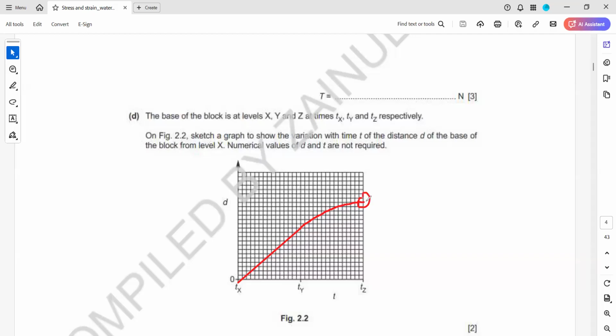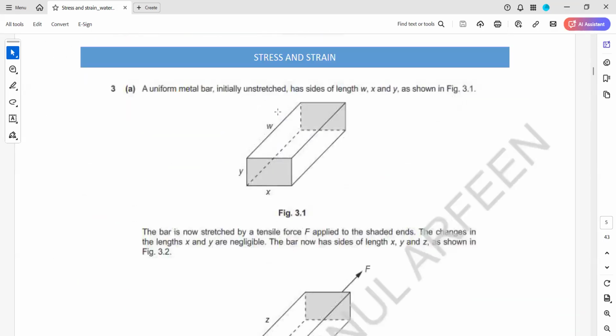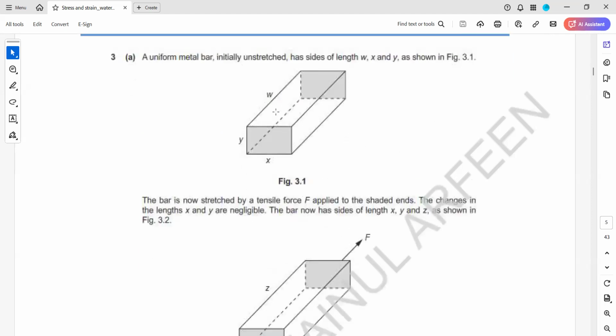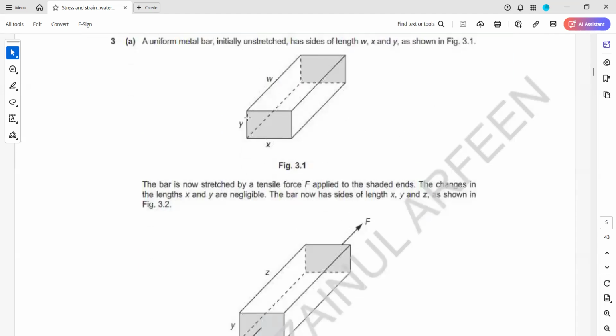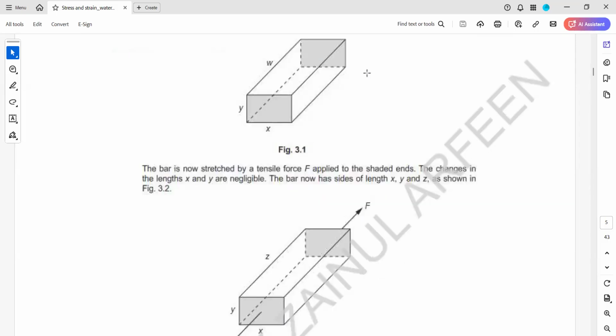At this point, it has stopped. Another question related to the stress strain. A uniform metal bar initially unstretched has a size of length W, X, Y as shown in figure 3.1.